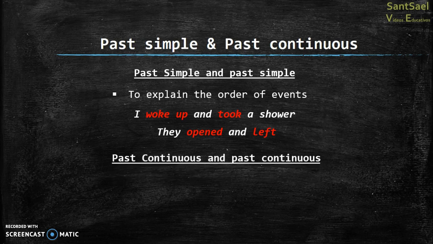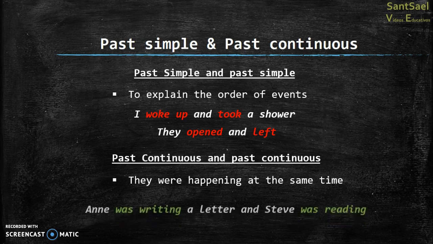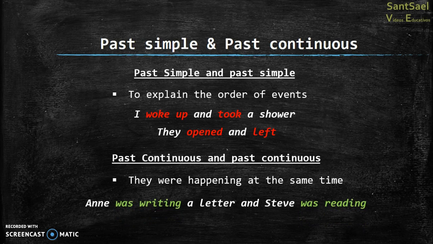And it's also possible to use past continuous and past continuous in the same sentence. When do we use this? When we try to say that they were happening at the same time. The two actions were happening at the same time. For example, Anne was writing a letter and Steve was reading. These two actions were happening at the same time in the past. Okay, and we have the connector and that tells us that they were happening at the same time.